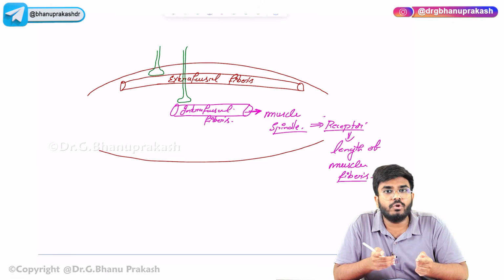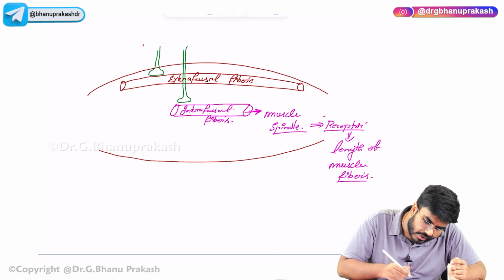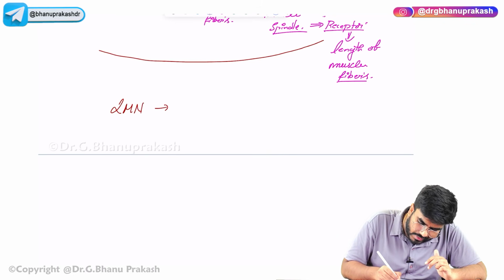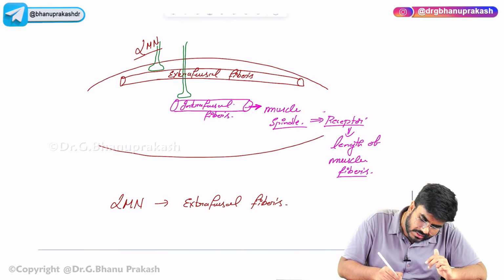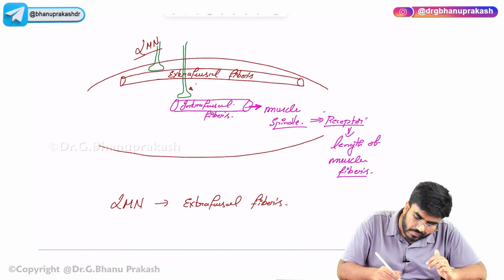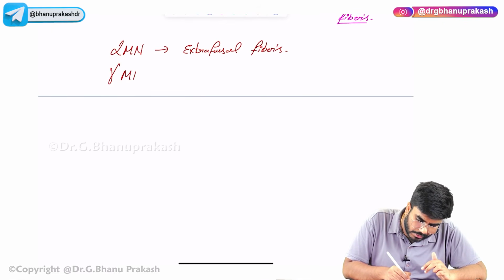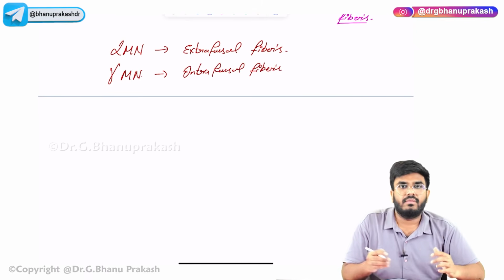For that, they require rich motor neuron innervation. The motor neuron which innervates the extrafusal fibers is called the alpha motor neuron. So alpha motor neurons innervate extrafusal fibers. Next, there is a motor neuron which innervates the intrafusal fibers, that is the gamma motor neuron. That's an MCQ. So gamma motor neurons innervate intrafusal fibers.